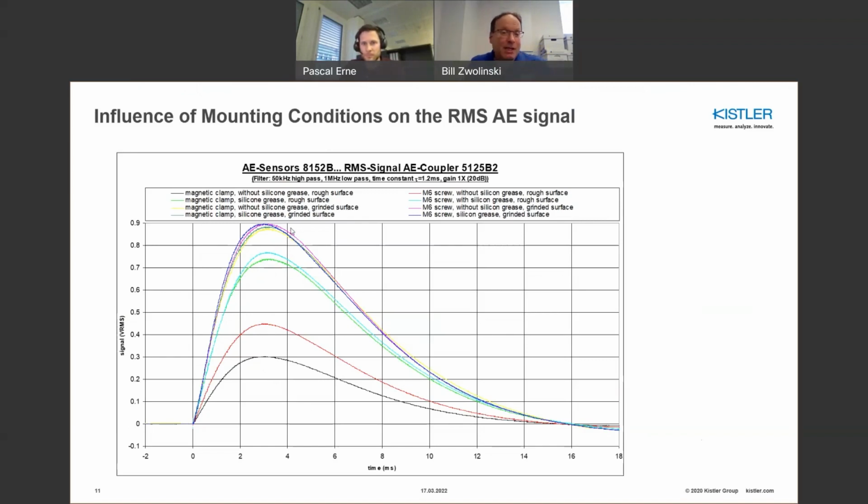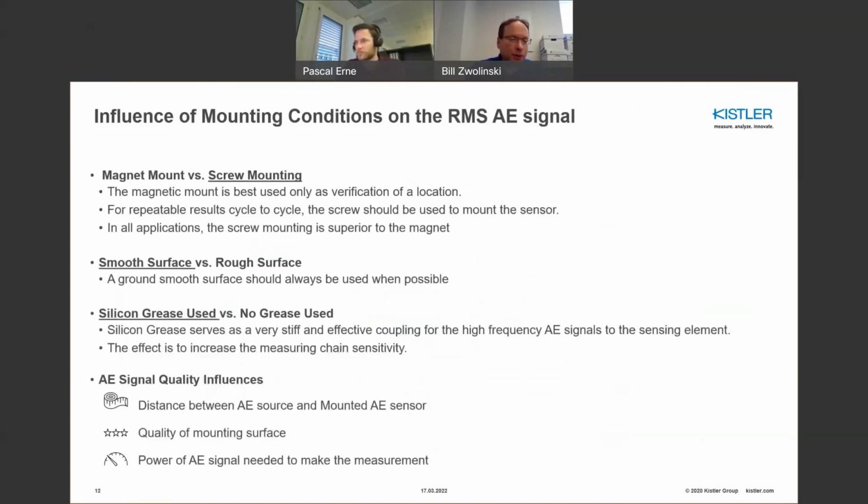What you also see is that screw mounts are absolutely the most preferred in terms of overall signal quality and integrity of the measuring chain. And this is just a summary of those things. We're going to hand out this presentation, by the way, for anyone who's interested. But again, screw mounting is the preferred one. Smooth surfaces are preferred over rough, and silicone grease is preferred over non-grease surfaces. Other things to keep in mind with AE signal quality is the distance between the AE source and the mounted AE sensor.